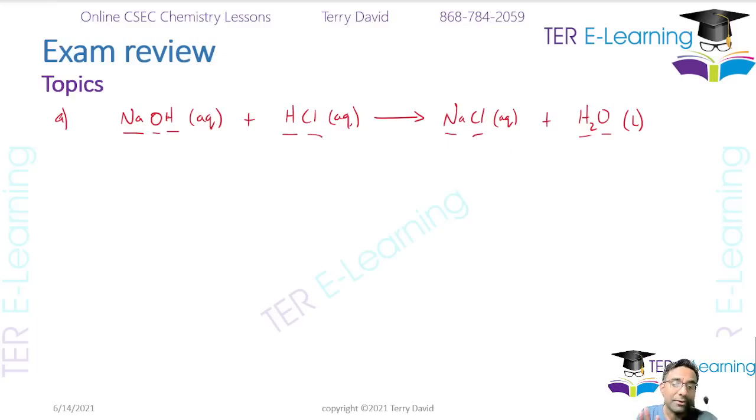So as it stands, the equation is balanced. Now, this is a well-known equation, so please make sure you know this equation: sodium hydroxide plus hydrochloric acid gives sodium chloride plus water. So you might typically get maybe 1 mark or 2 marks for that.